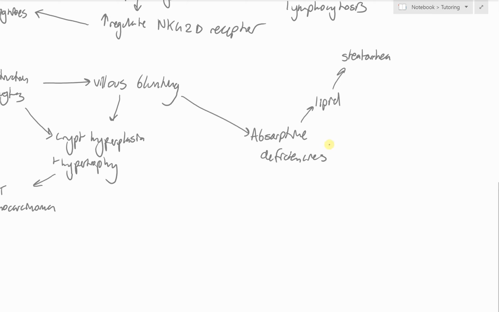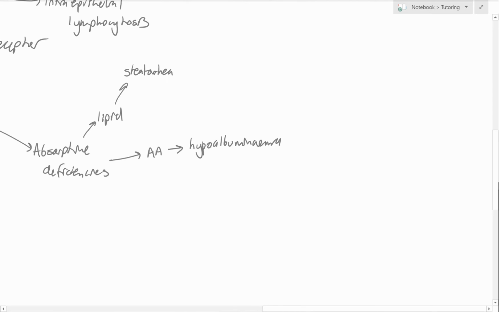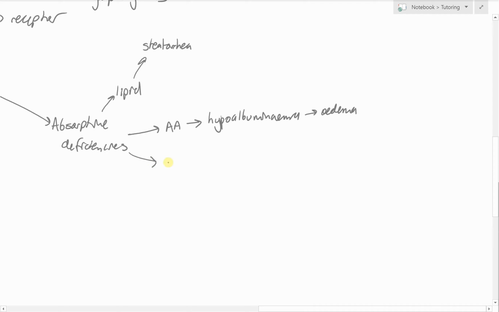If you lose amino acids, you get hypoalbuminemia, albumin being the protein in the blood, and that results in edema. This will usually present as peripheral edema, so in the calves and ankles and things like that. Malabsorption of carbohydrates means that the carbohydrates enter into the bowel, and then you get bloating and flatulence.